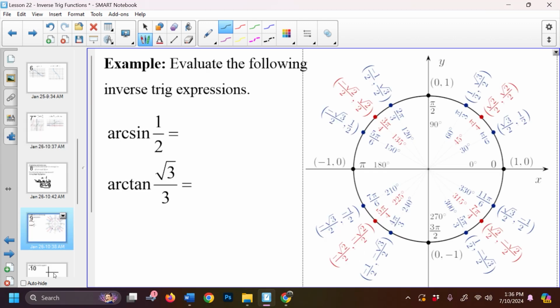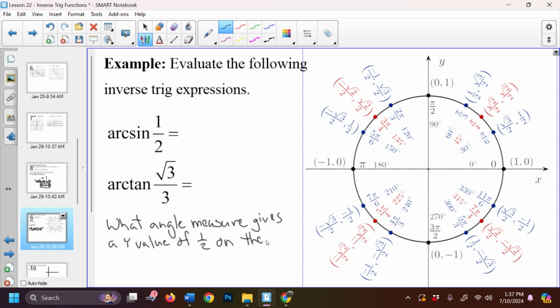Okay, evaluate the following inverse trig expressions. So here I have arc sine of 1/2. Now remember, sine are your y values. So what this literally says is what angle measure gives a y value of 1/2 on the unit circle.